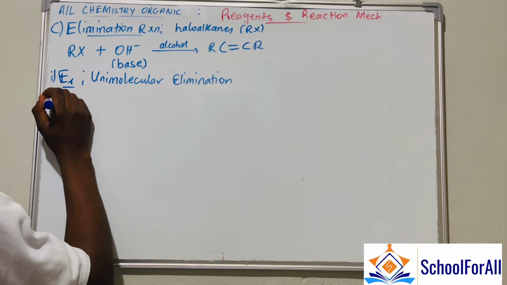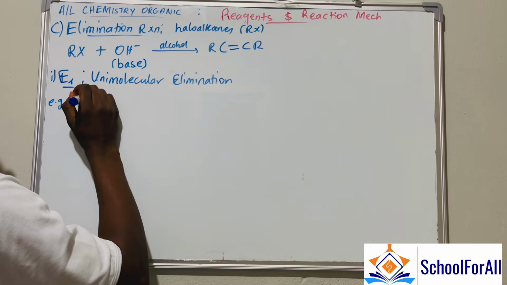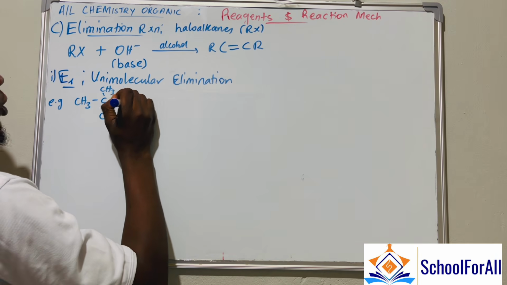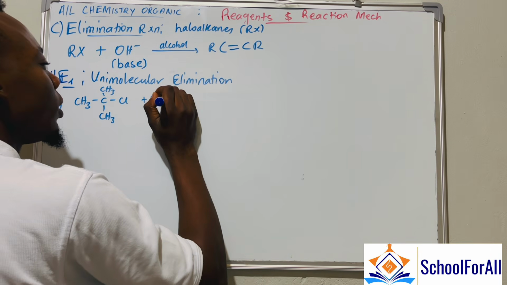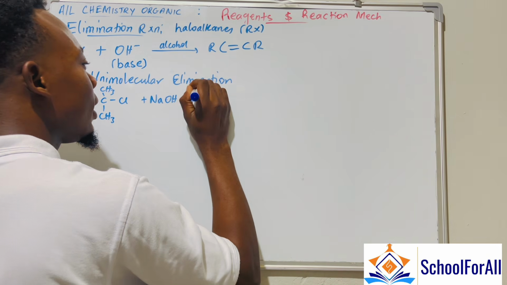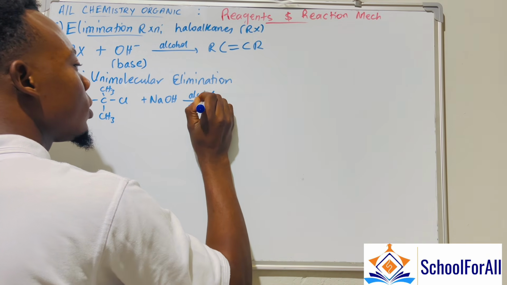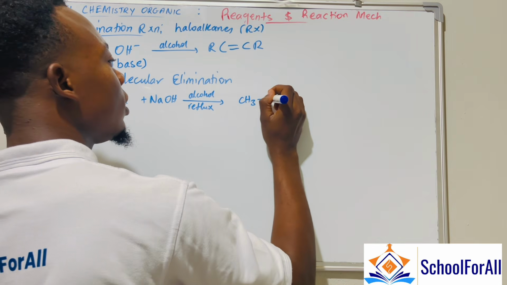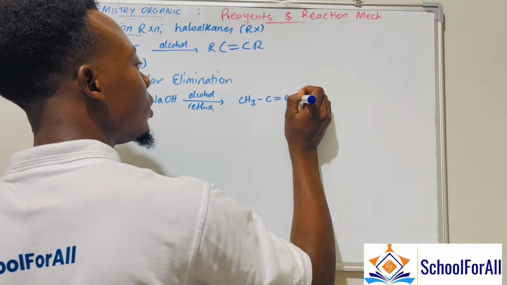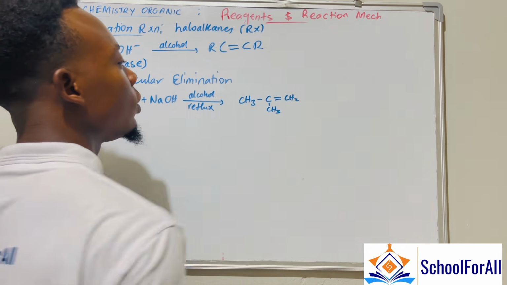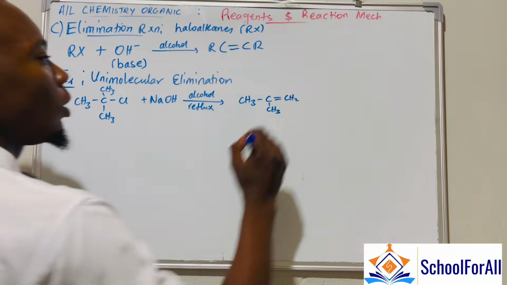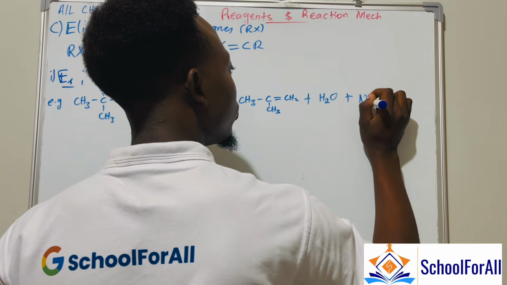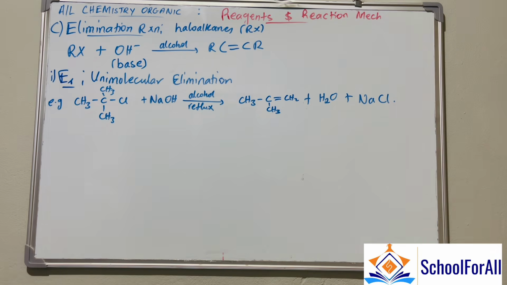So if you have, for example, this tertiary halogenoalkane, and we combine it with sodium hydroxide, but here we put an alcohol under reflux, we are instead going to have CH3C double bond CH2 and CH3, plus water and sodium chloride.